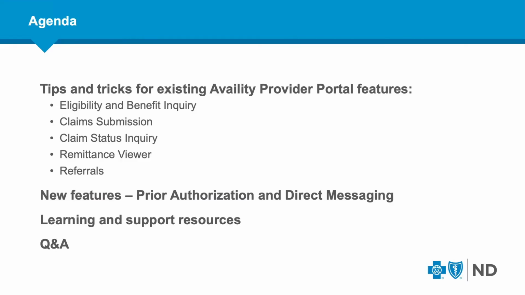As we take a quick look at the agenda, we're going to start by going over some tips and tricks on some of the existing features, including eligibility and benefit inquiry, claim submission, claim status inquiry, remittance viewer, and referrals. Then we'll get into a couple of new features that we're excited to tell you about, those being prior authorizations and the direct messaging feature. From there, we'll go into some resources at your disposal for learning and support with the portal, and then we will wrap it up with a Q&A session.